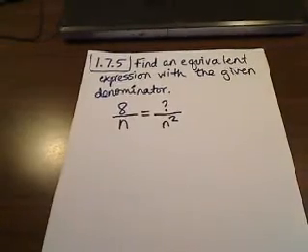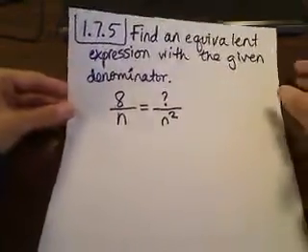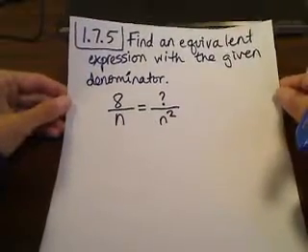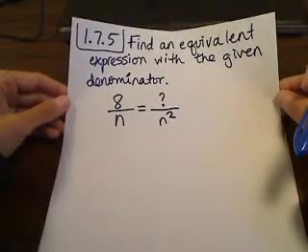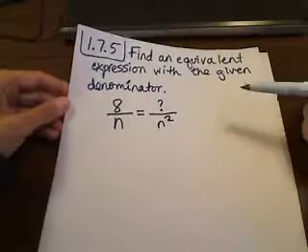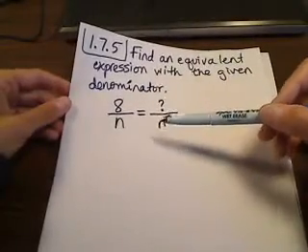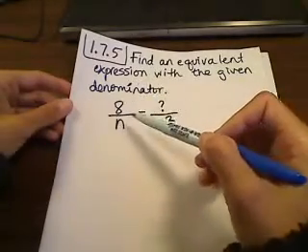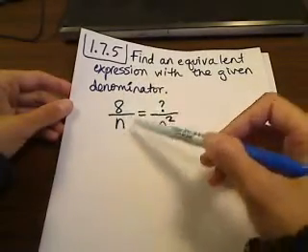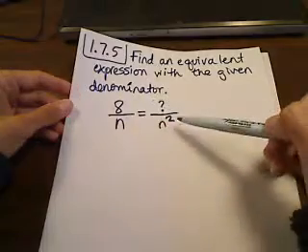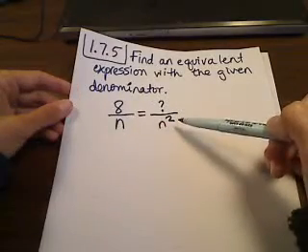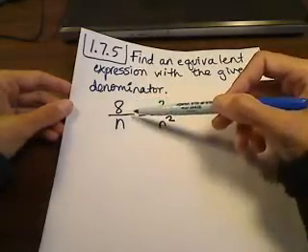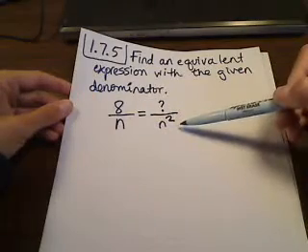Okay, here's a question that was asked over email. This is from section 1.7, and they ask us to find an equivalent expression with the given denominator. What they're actually asking is, if I have this fraction here, 8 over n, and I want to get a denominator of n squared, then what would I need to do to this fraction in order to get a denominator of n squared?